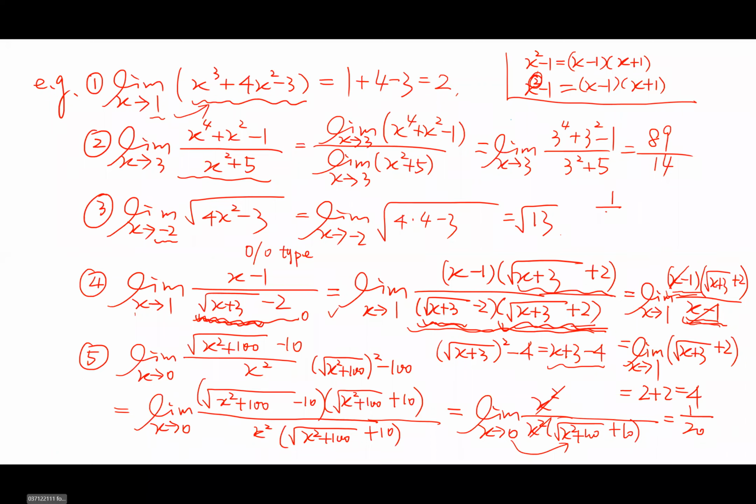Yes. Difficult for me. So if you have a question, you can ask here. We cancel the same factor, x squared, right? And then we substitute 0 into this function. So here, that is 0 plus 100. Square root of 100, that is 10. So that is 10 plus 10 here. Can you understand? Yes.